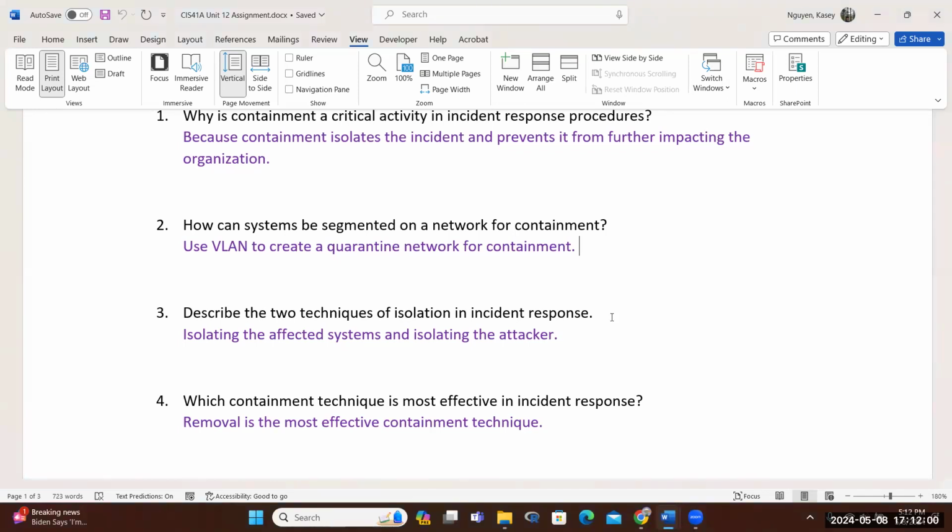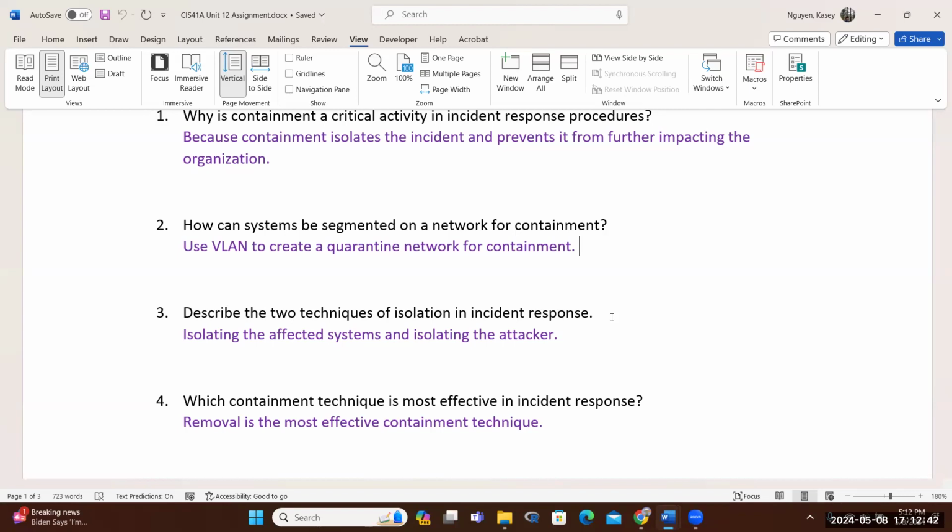So for the containment that is most effective, which containment technique is most effective in incident response? It's going to be removal. Unfortunately, we can't remove malware. Malware is usually contained because malware impacts system files, and if you remove system files, your system becomes corrupted. But removal is the most effective containment technique in general, right? It doesn't work with everything, but removal can work with some other areas.